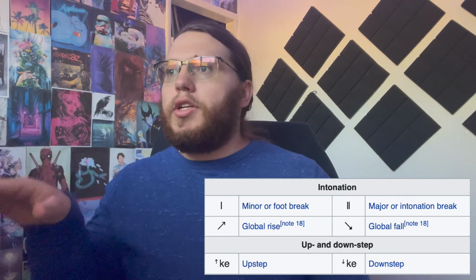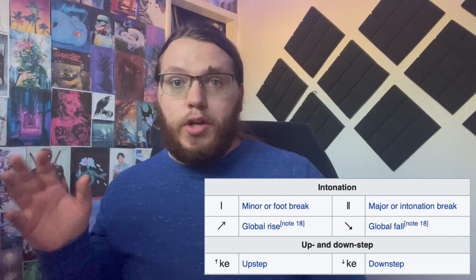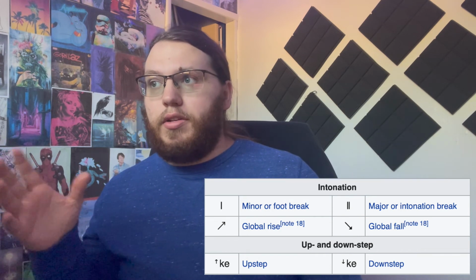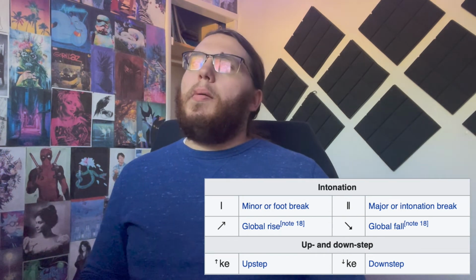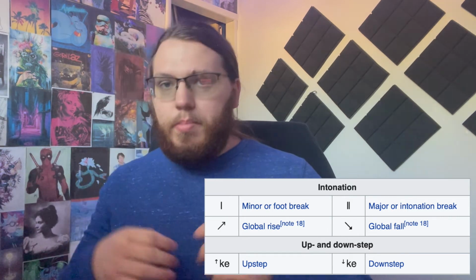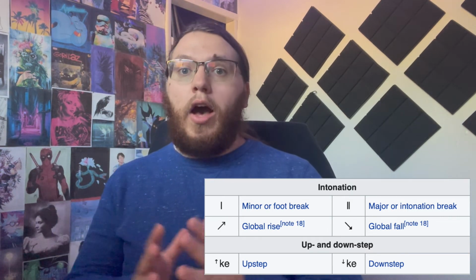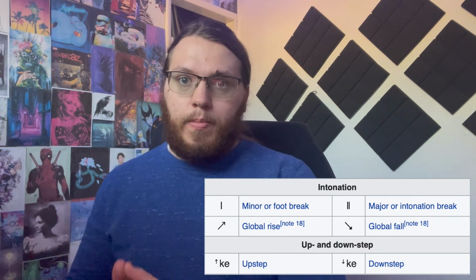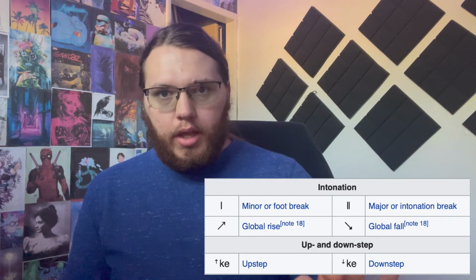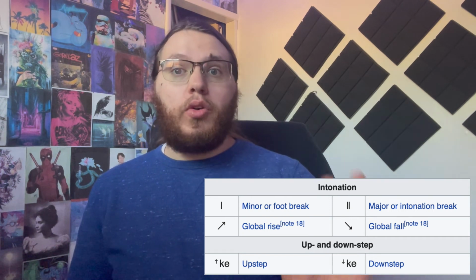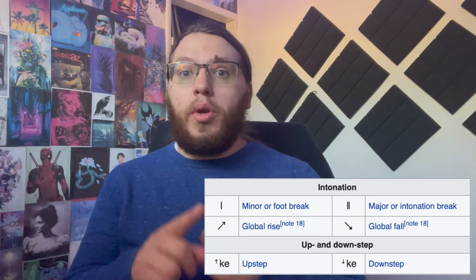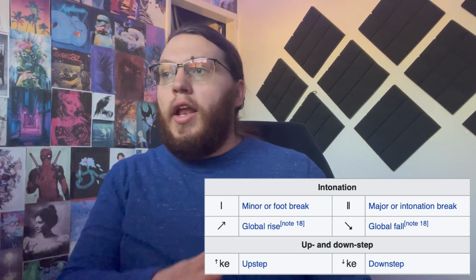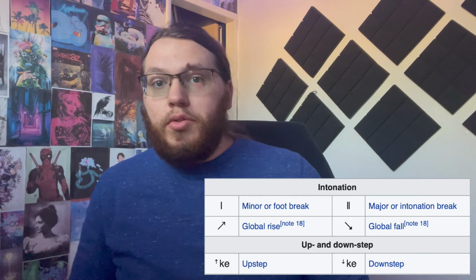Intonation, I'm not going to describe these symbols because you're not going to really see them very often. I've only ever seen these symbols under intonation here in my phonetics class. But intonation is the pitch of a word. Now, there's a difference between tone and intonation. Tone is a pitch across a single segment or a single word. Intonation is a pitch across a whole sentence. And intonation patterns can be used to distinguish meaning.